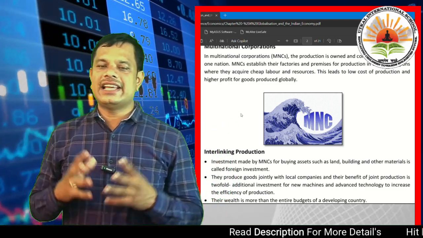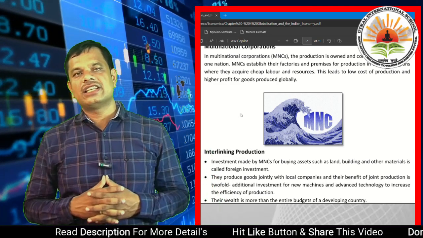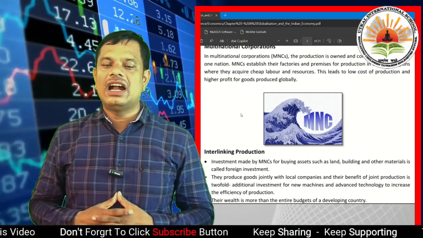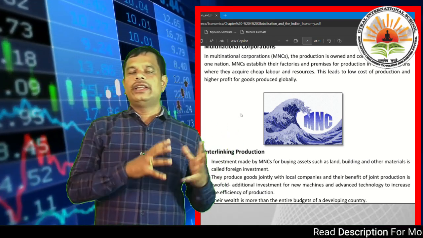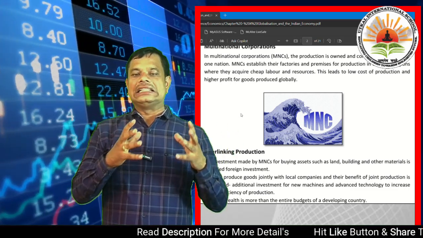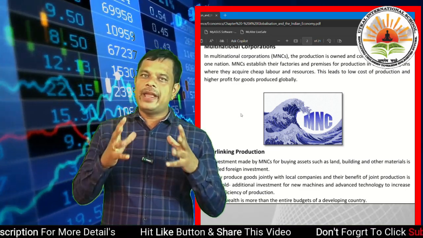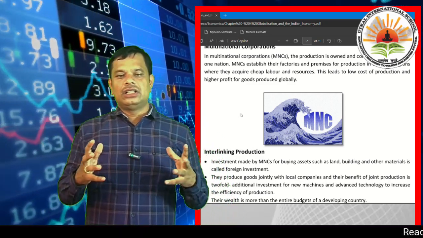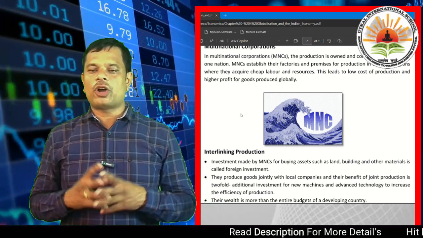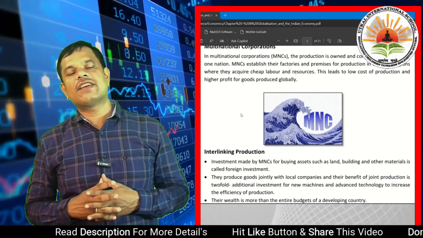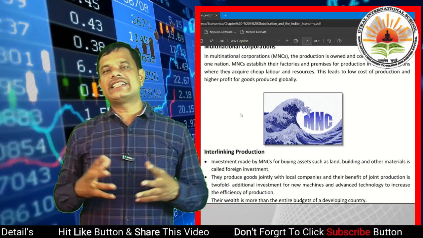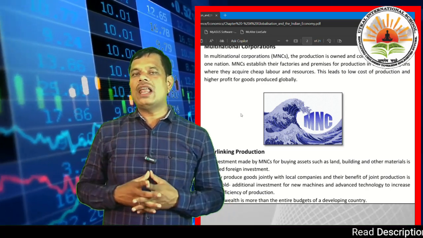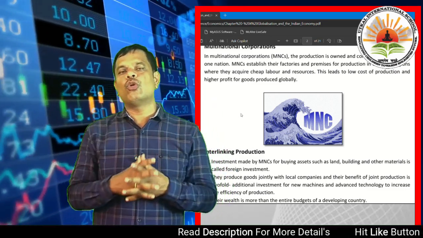Multinational corporations have established their factories and premises for production in different regions where they acquire cheap labor and resources. Dear students, you know from your previous class 9th that labor and resources are the main part of production. This leads to low cost of production. There are different brands in competition, and not only quality but the rate is the main issue for the competition.